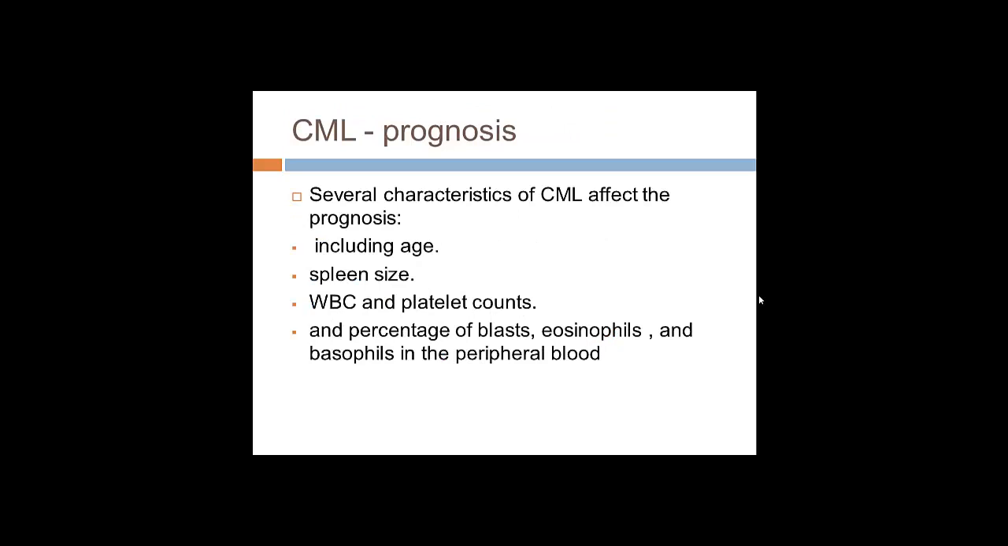Prognosis. Several characteristics of chronic myeloid leukemia affect the prognosis, including age, spleen size, white blood cell and platelet counts, and percentage of blasts, eosinophils, and basophils in the peripheral blood.